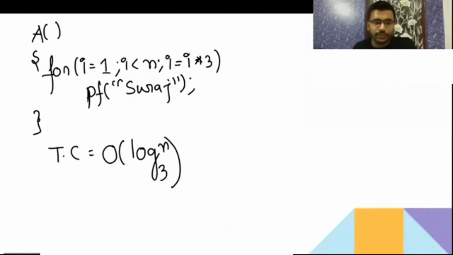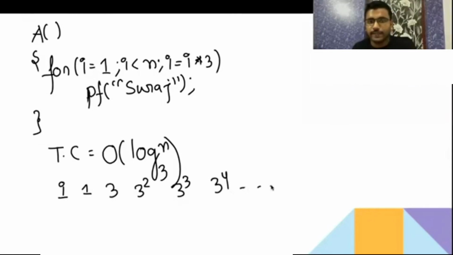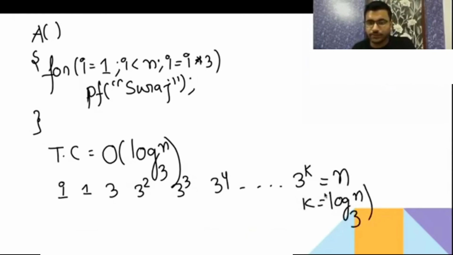For this kind of question, just see how the value of i is increasing. Like here, when i is 1 executed, then i will become 3, then 3 square, then 3 to the power 3, then 3 to the power 4. Let us assume it has taken k iterations. So when 3 to the power k is equal to n, then it will go out of this loop. So k will be log n base 3. Okay, yeah, correct everyone, very good.